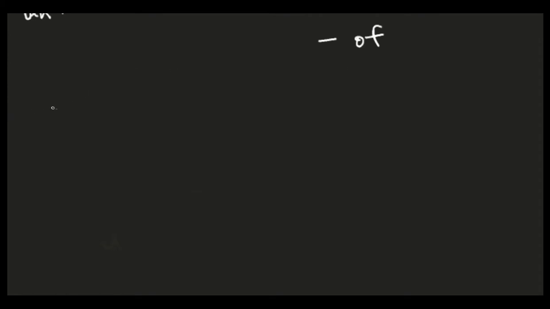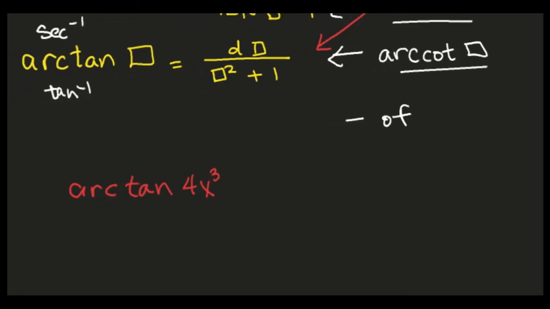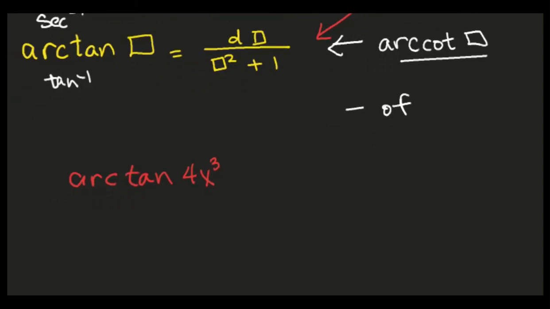So, Johnny, I'm gonna let you try this one based off the formula. Let's see if you can handle arctan of 4x cubed. So, the arctan formula is right there. Our box in this case is the 4x cubed. So, when we take the derivative of that, what do we get? Good. And then we divide it by the box squared, right?